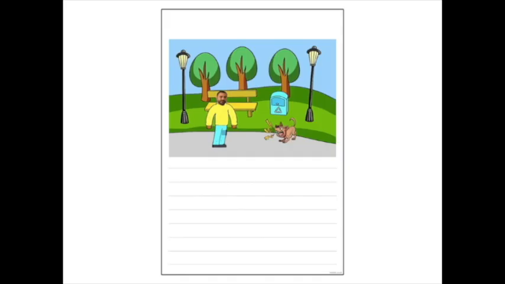So, I am going to begin to write a recount about this. Okay, so I will start my first sentence like this. I went for a walk in the park. And you can see I have a full stop at the end of my sentence. This is my opening sentence. I went for a walk in the park.